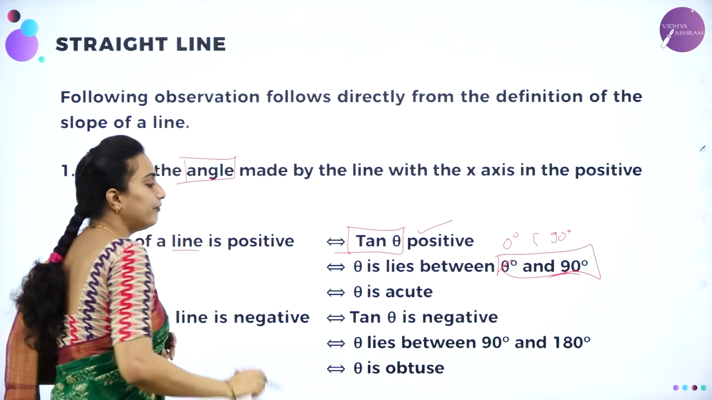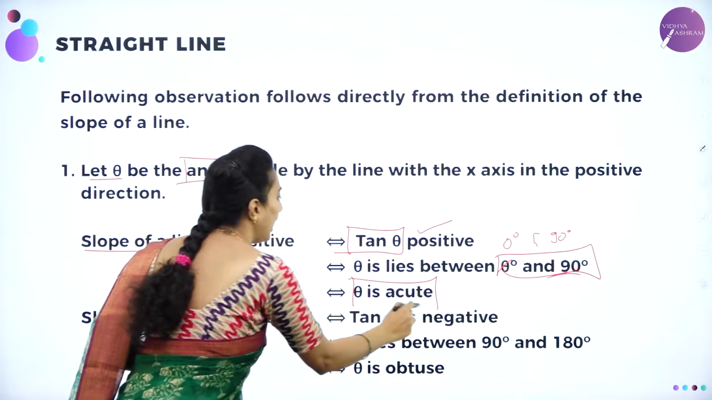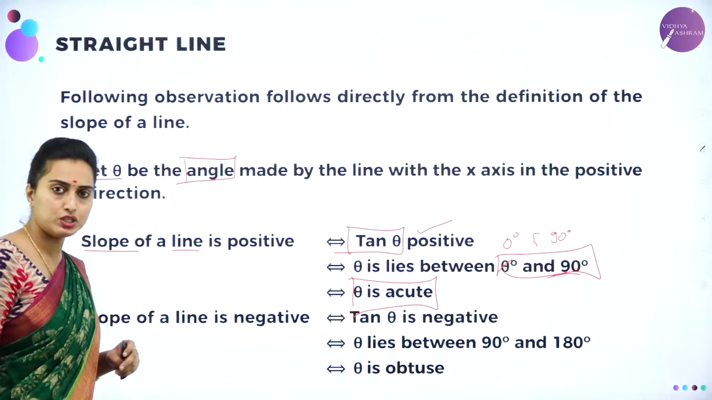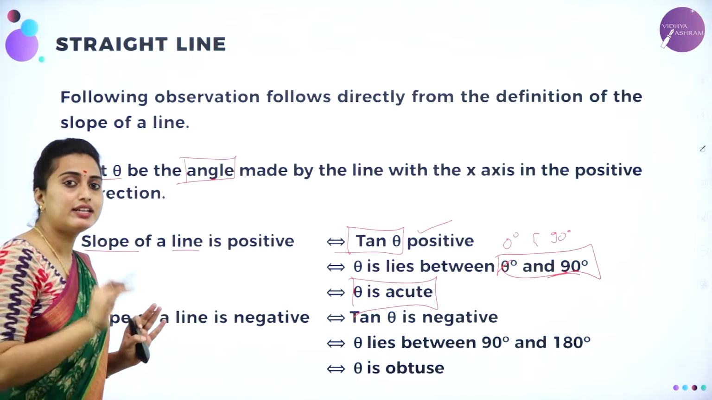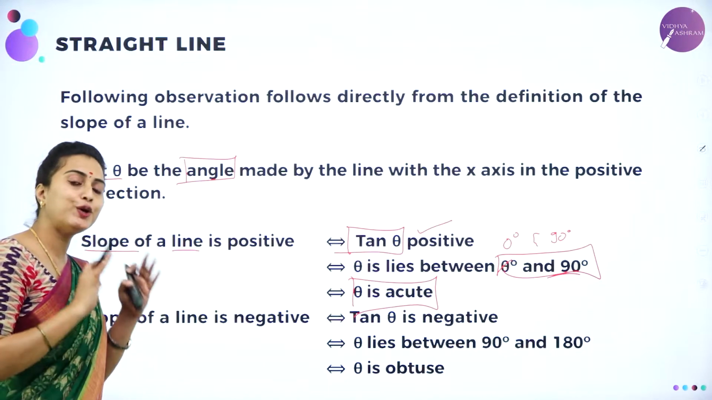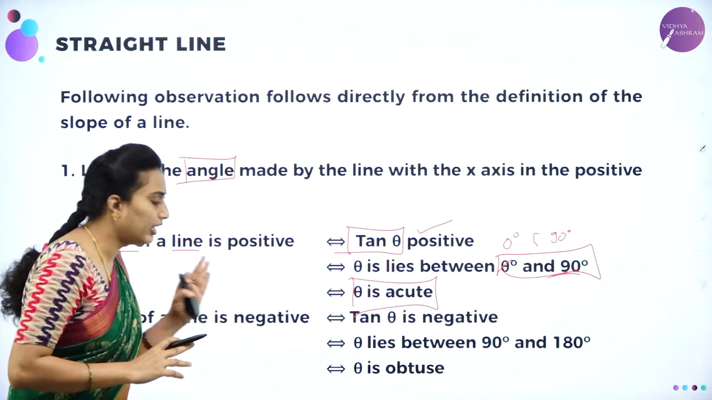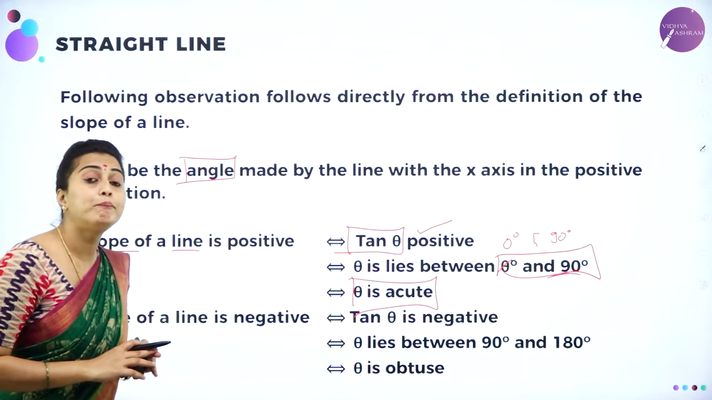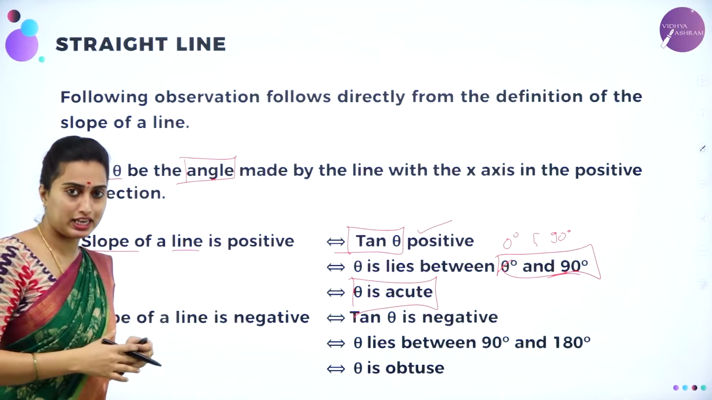And here, if theta lies between 0 and 90 degrees, theta will always be an acute angle. Understood? Now next, if the slope of a line is negative, then tan theta will be negative and theta lies between 90 and 180 degrees. If theta lies between 90 and 180 degrees, then theta is known as an obtuse angle. Are you getting this? I hope you got this from the explanation.